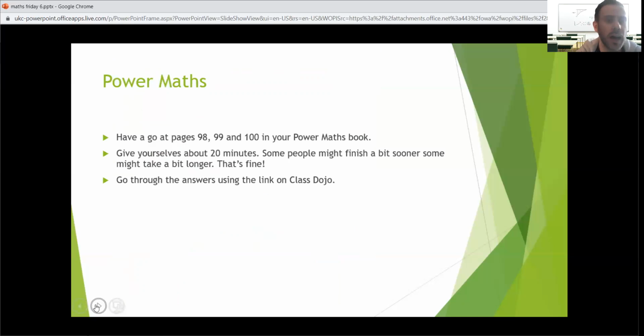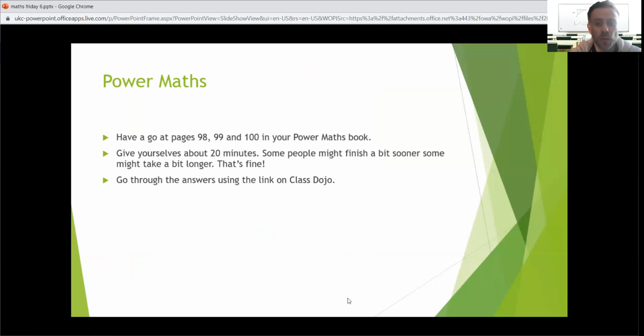And it's Power Maths time. Have a go at pages 98, 99, and 100 in your Power Maths book. Give yourself as much time as you need to do them. Don't get too worried, though. If there's one you can't do, don't worry. And then obviously the answers will be on Class Dojo for you to check your answers and mark your own work as well. Good luck with that.